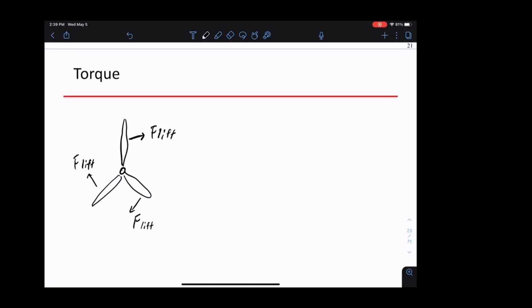I remember. Torque equals X, this is the length, times F lift. So we need to be a little bit more careful, right? Is this length the length of the blade or something else? The length from the center to where the force is being exerted.